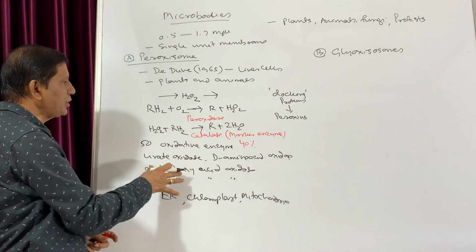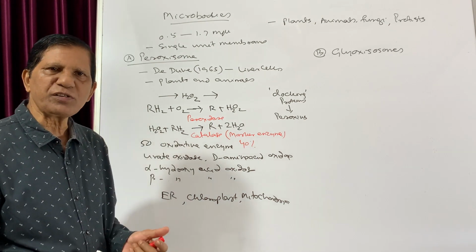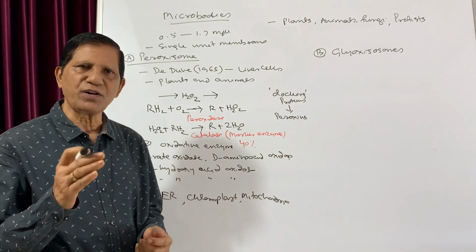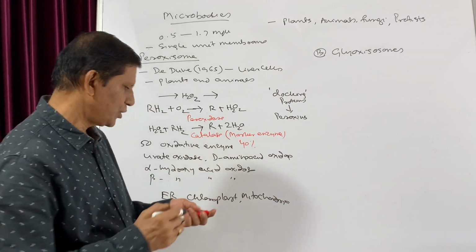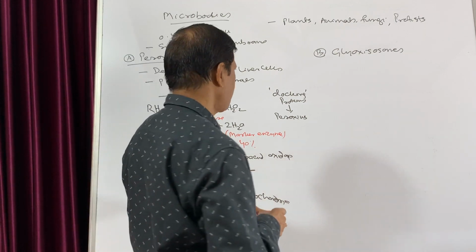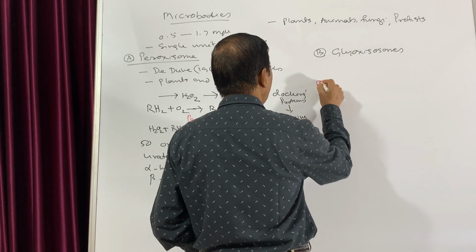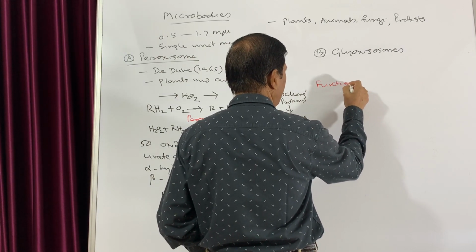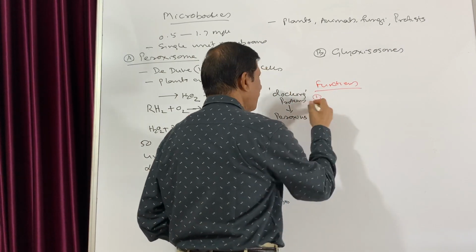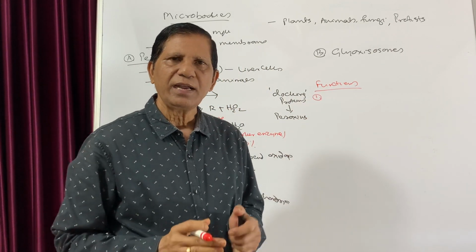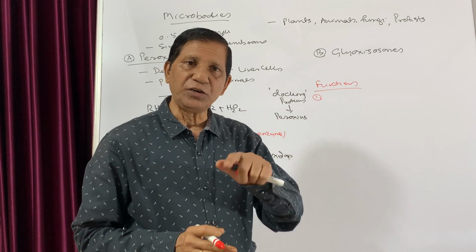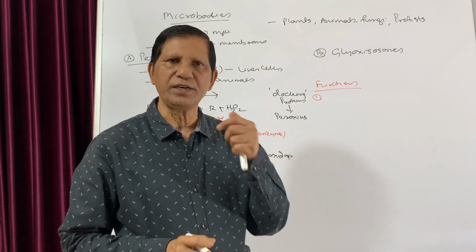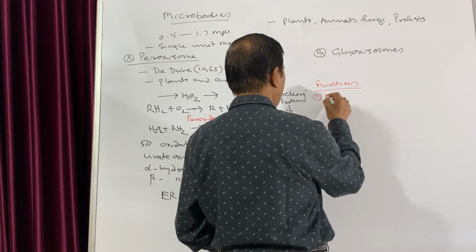So this is about the peroxisome. Now it performs different types of functions, and the functions are different in the case of animal cells and plant cells. So what are the different types of functions? Now one of the very important functions, in animals and particularly in liver cells, is that it detoxifies the alcohol that we drink.